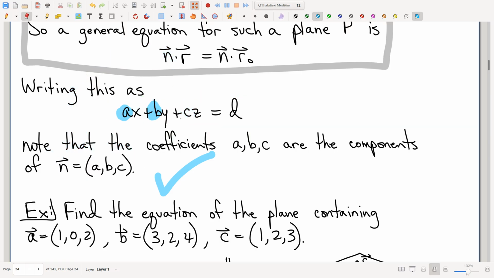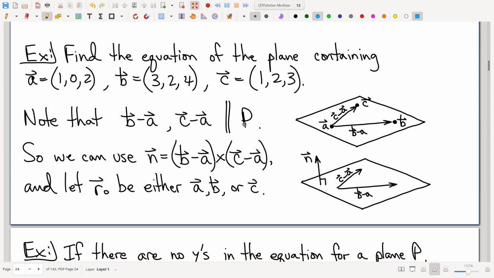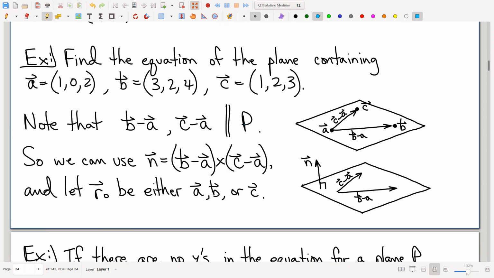Okay, all righty. Let's see an example. This example is we're going to make use of the equation of the plane that we just talked about. We're also going to see what I like to call the puzzle aspect of a lot of these kinds of questions.